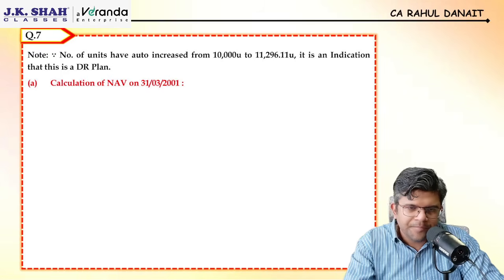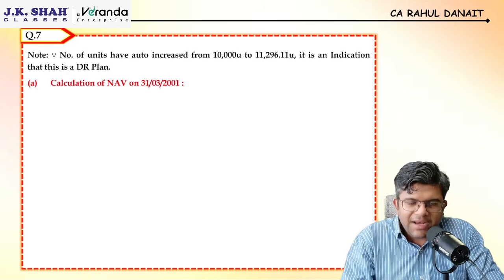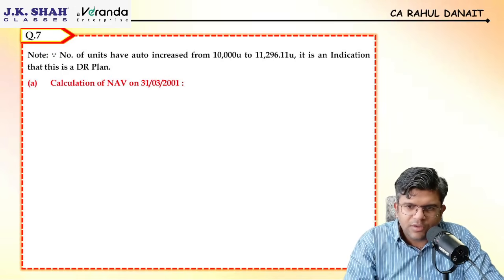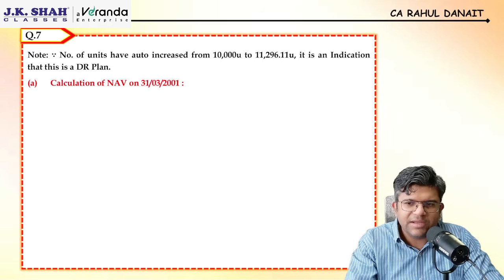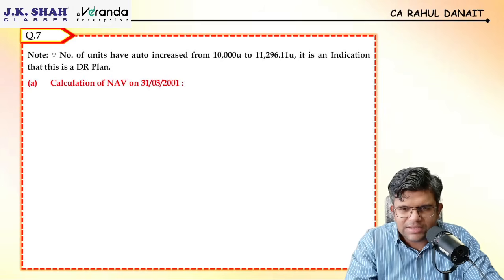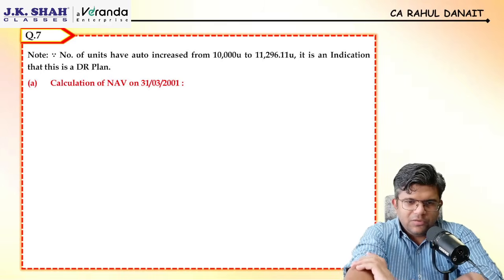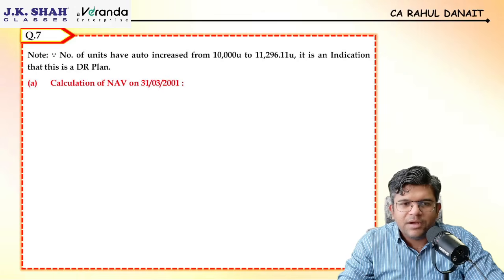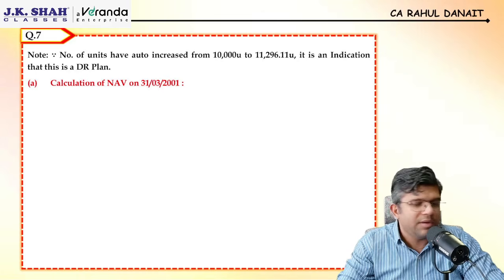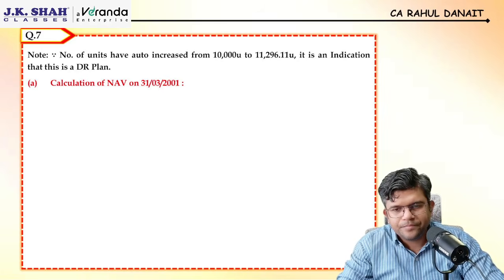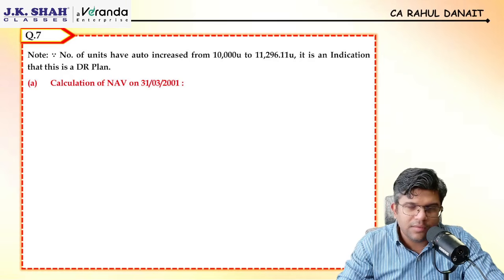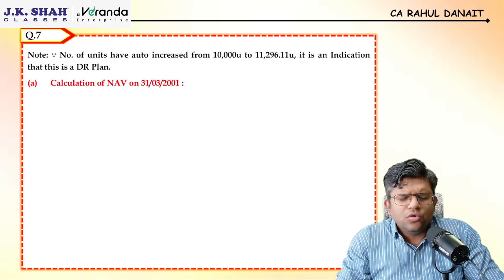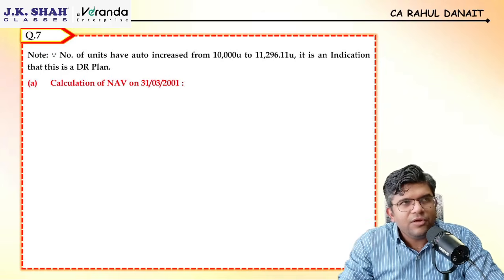All done. So first point, A, calculation of NAV on 31/3/2001. Those who joined late, now they can also pay attention. It's a small sum. You can easily read it and follow the solution, you will understand easily. So everyone write down point number A, calculation of NAV on 31/3/2001. Okay, so how do we calculate the NAV on 31/3/2001?